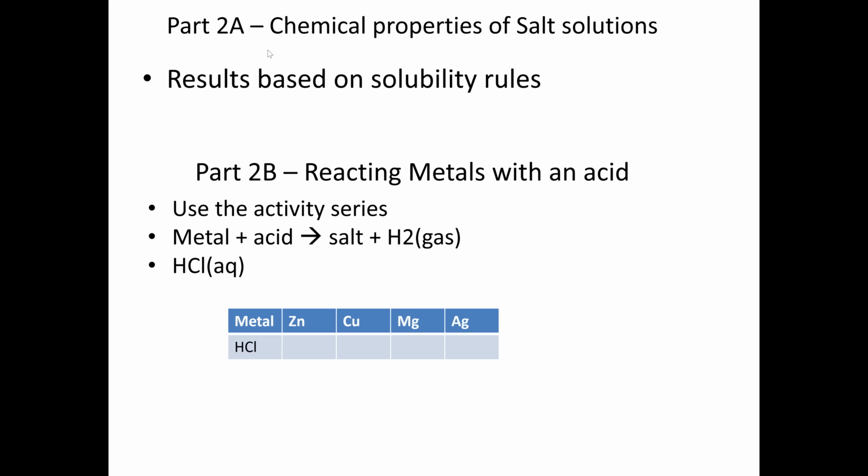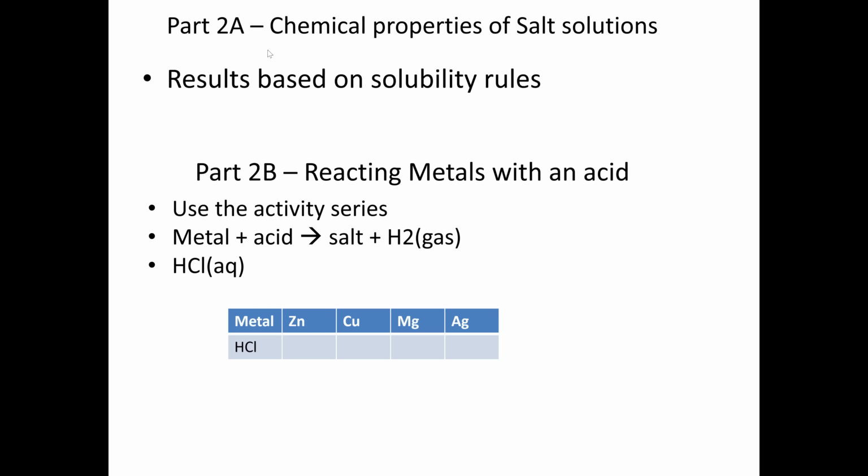In 2B, we're looking at the chemical properties of metals with an acid. You're going to be taking a strip of metal, reacting it with an acid, and observing what's occurring. Does it react? Does it not react? When you're discussing or analyzing the results of part 2B, you need to refer to the activity series to help you investigate why certain metals react and why certain metals do not react.